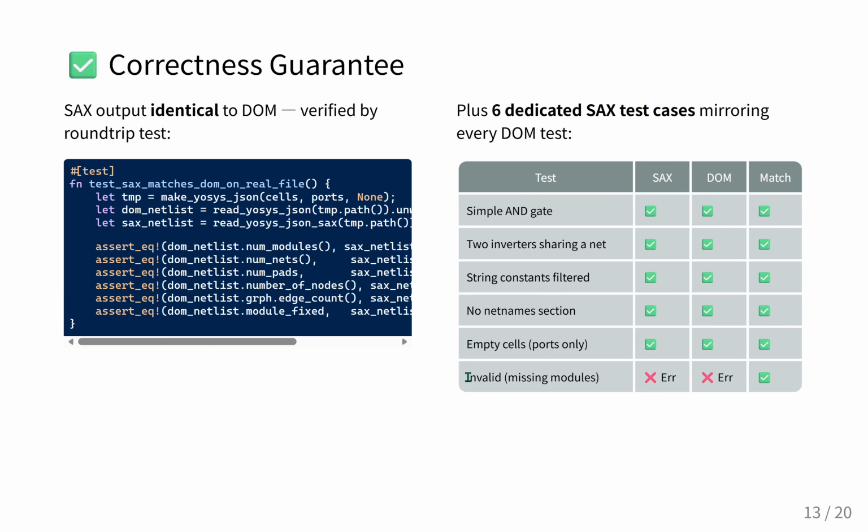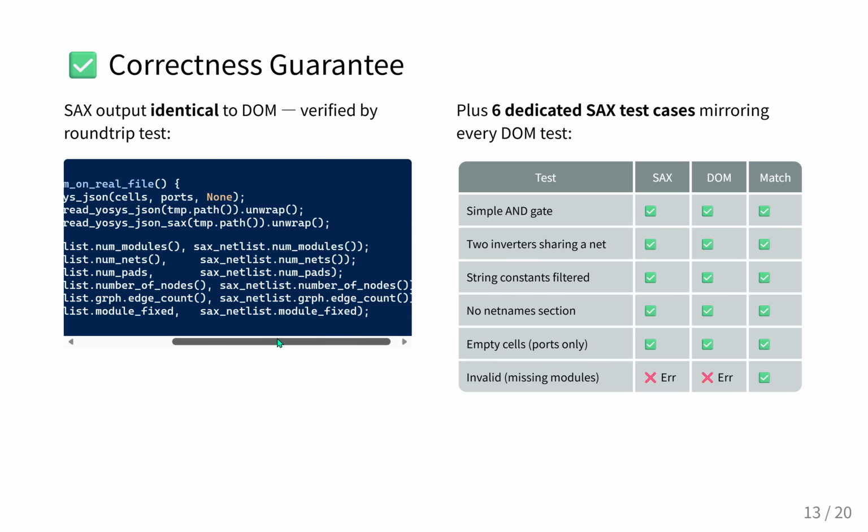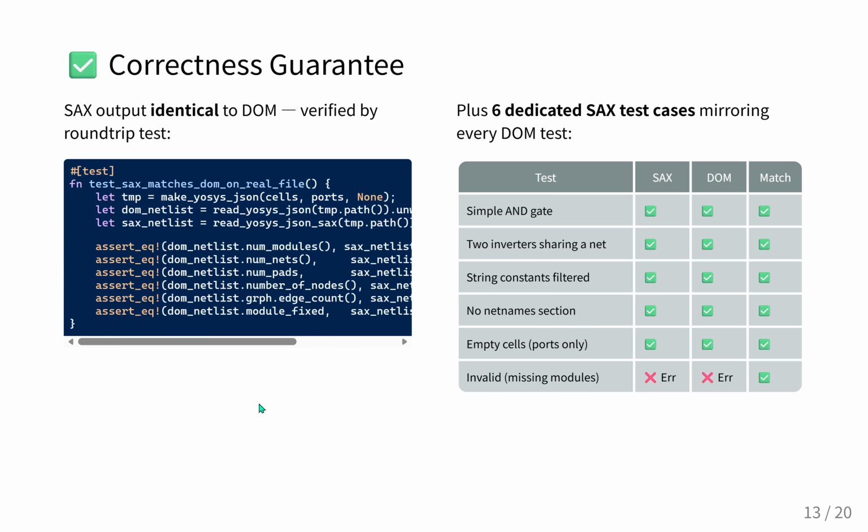So it is a true seamless drop-in replacement. Yes. The subsequent programs in the pipeline have no idea whether you use DOM or SAX to read the file. They just receive the perfect identical blueprint. Okay, so we know the blueprint is correct. We know it doesn't hog memory.